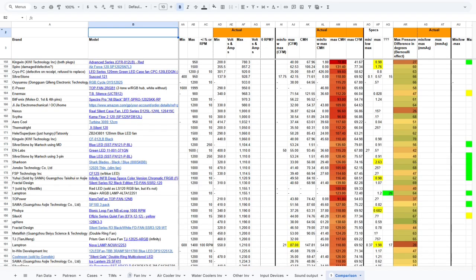All right, so we can see that this is sorted by RPMs right now, and keep in mind that RPMs do tend to be correlated with things like airflow and static pressure, but not always. Depending on how the fan is designed and the bearings and other things, you can actually enhance or nerf the results, so that they don't line up with the RPMs.